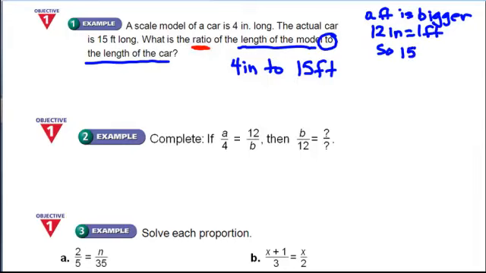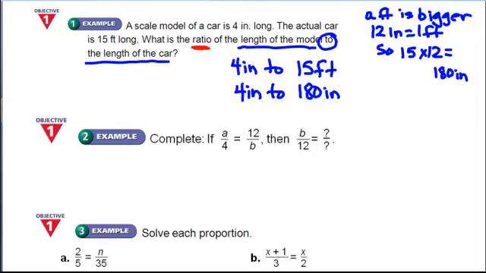So 15 times 12. Let me get my calculator, and you can get your calculators out. 15 times 12 is equal to 180. So this is 180 inches. So I'm going to convert. Now I have 4 inches to 180 inches.